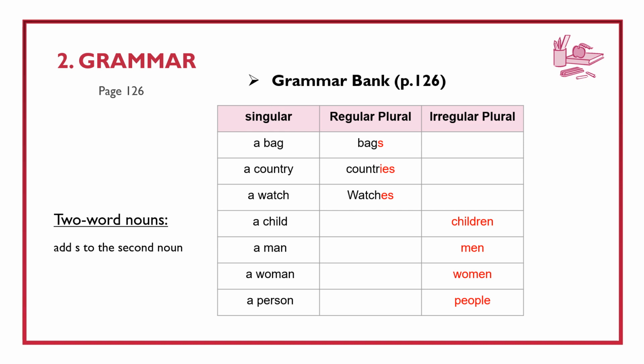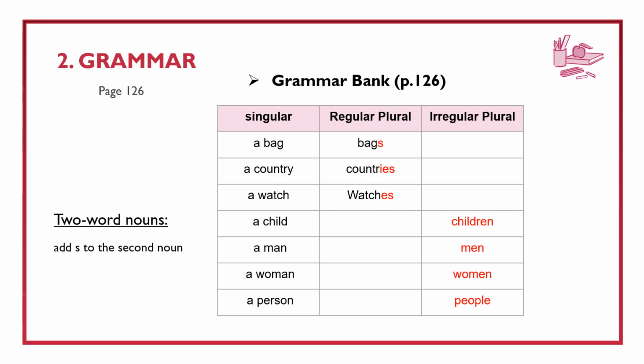But we also have some irregular plurals. They are not a lot, but we have some in English language. So, a child, children. So we say one child, but two children. A man, men. A woman, women. Be careful with the pronunciation of this one. We write W-O-M-E-N, but we say women, and a person and people.